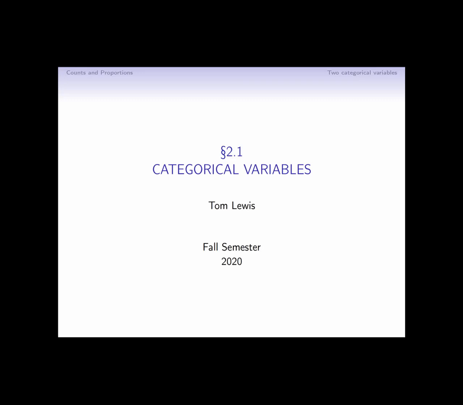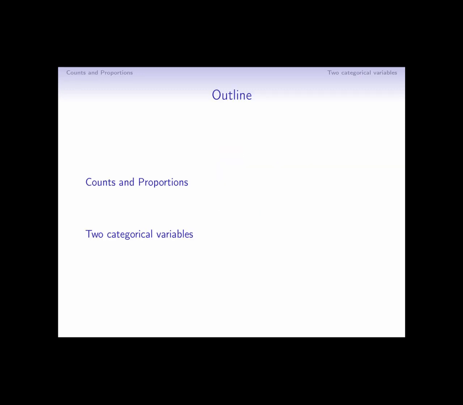Welcome back. We're going to look at section 2.1, categorical variables. You can see from the outline that we just have two things to talk about. We're going to look at one categorical variable and study its associated counts and proportions. And then we'll study two categorical variables, and I'll show you how to work with pairs of categorical variables, and in particular how to build and interpret a two-way table.